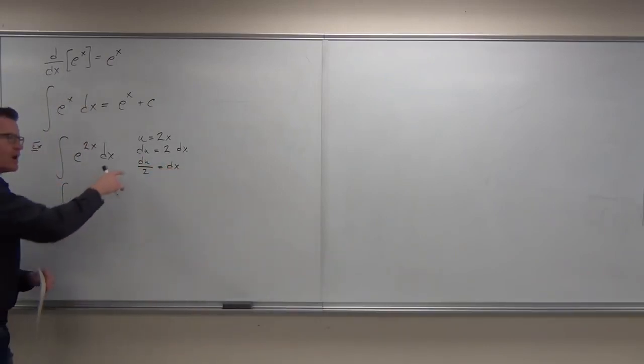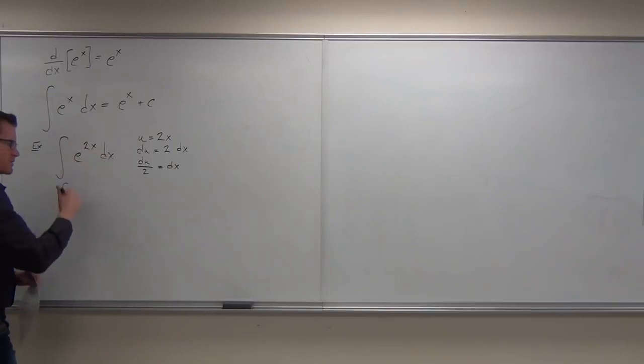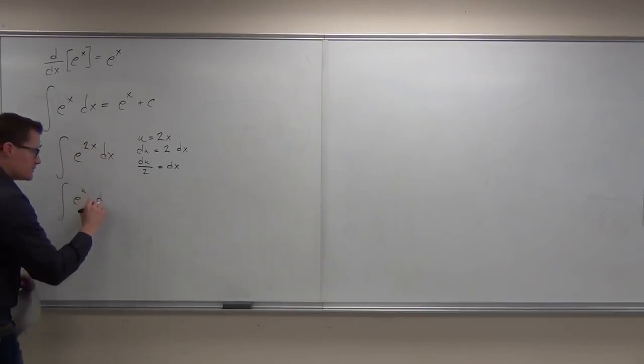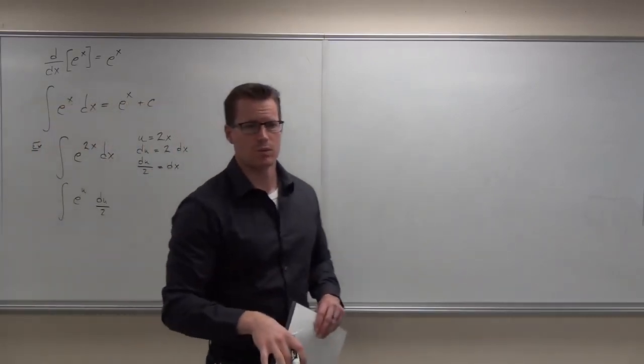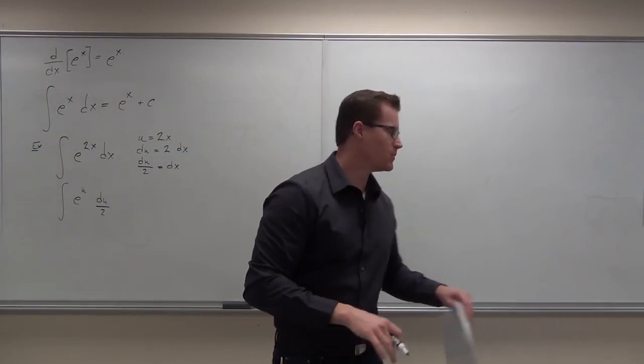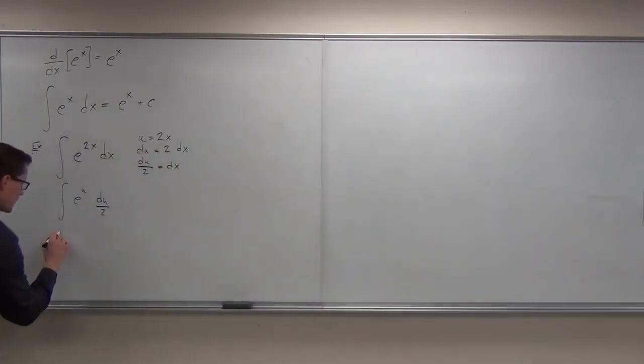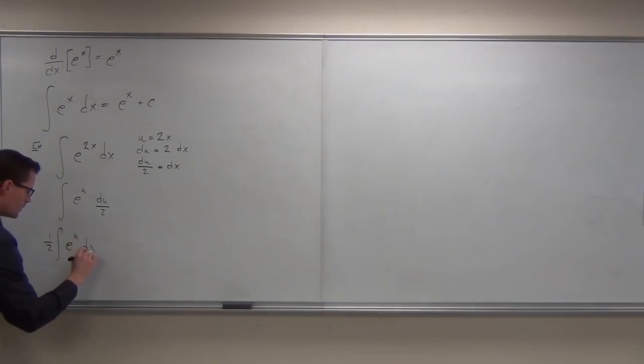Okay. Tell me how this changes. Instead of e to the 2x, I'm going to have e to the u. Perfect. Instead of dx, I'm going to have du over 2. What can I do with that 2? Move it out. And what's it become? 1/2. So then this becomes, well, let's look at it.